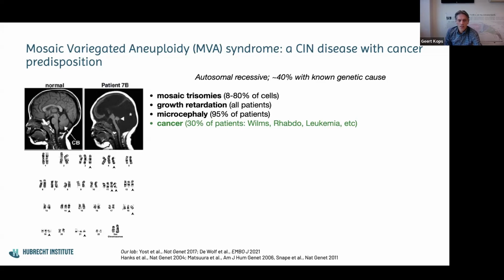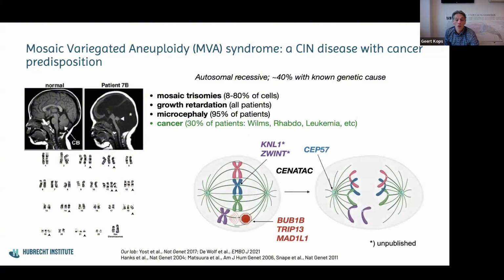We've done quite a bit of work on this in the past, trying to understand the mutations that cause this disease. It's autosomal recessive, and about 40% of the cases have known genetic causes. Almost all of the mutations we know so far occur in genes involved in chromosome segregation. The patients that most often get cancer are the ones with mutations in these red genes, which are all involved in the spindle assembly checkpoint. But there are also mutations that we haven't published yet in KNL1 and ZWINT1, which are core kinetochore proteins, and also, for example, the centrosome protein CEP57.